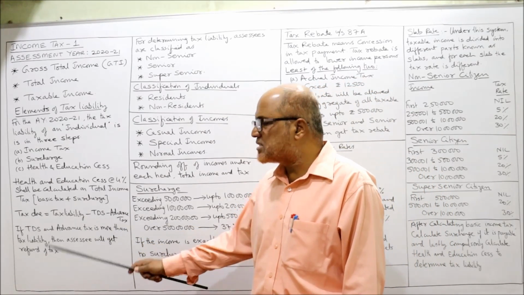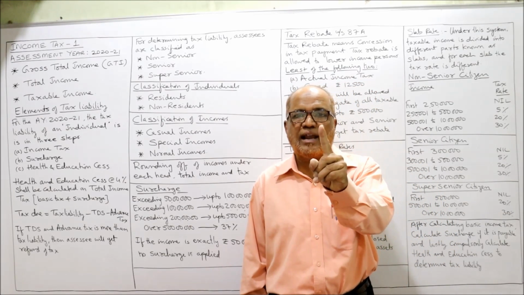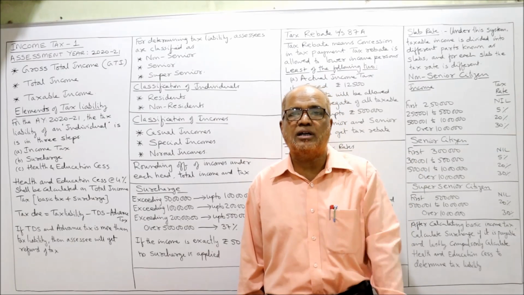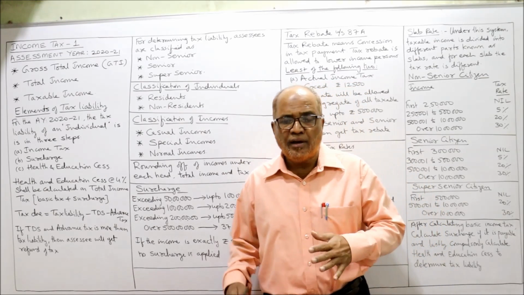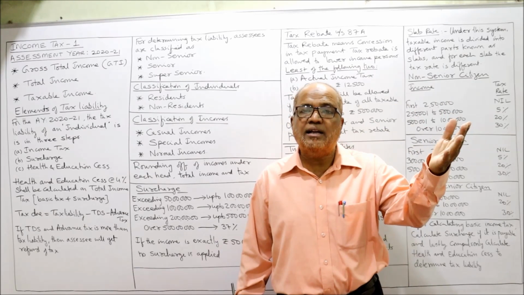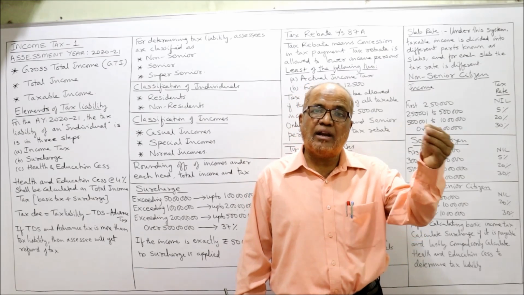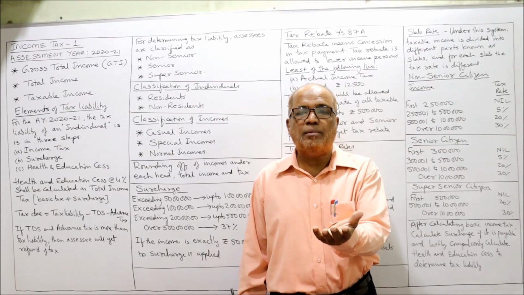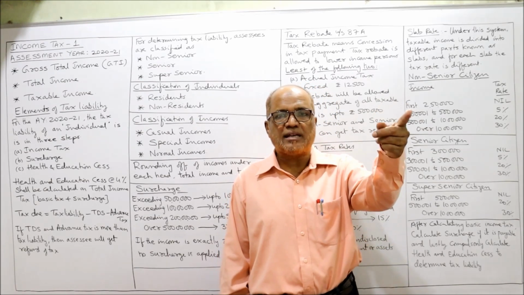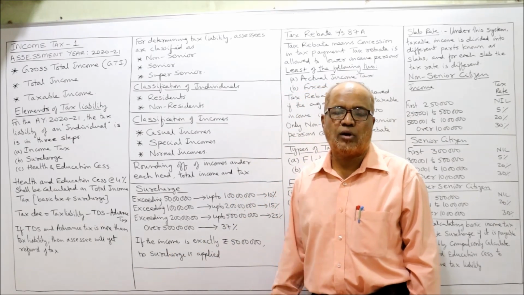Then sometimes it may happen that TDS and advance tax are more than the tax liability. Suppose the tax liability is 1 lakh rupees, and the TDS and advance tax both paid are 1,20,000. Suppose I am the assessee. When I compute, my tax liability is 1 lakh, but already 1,20,000 has been paid through TDS and advance tax. That means in this case there is a refund of tax. The Income Tax Department will refund the tax to the assessee. This is called refund of tax.